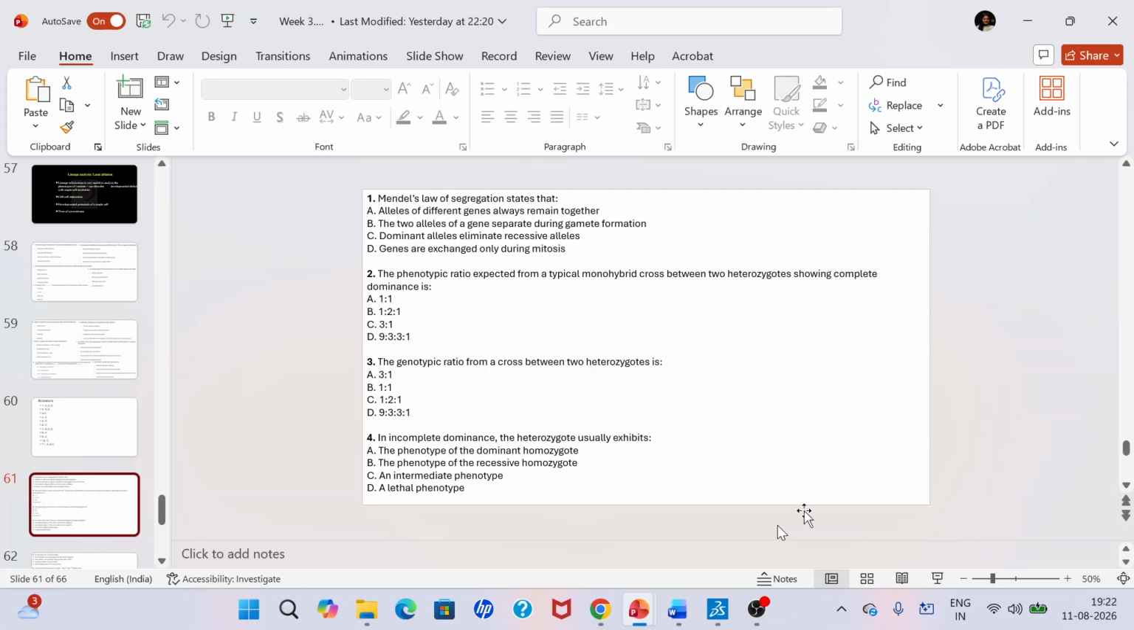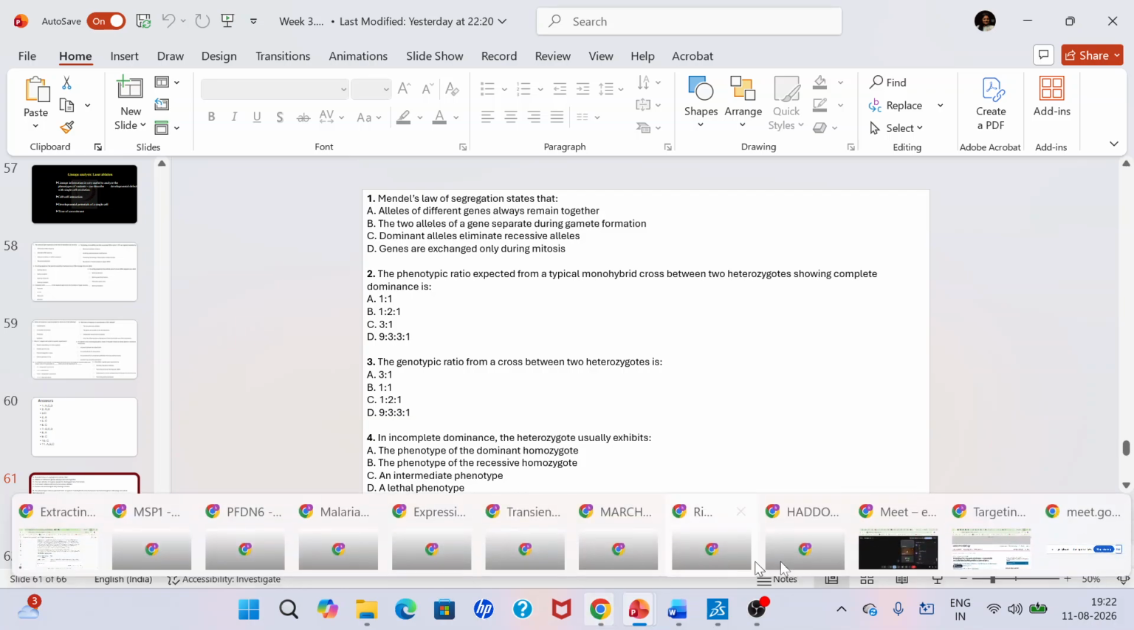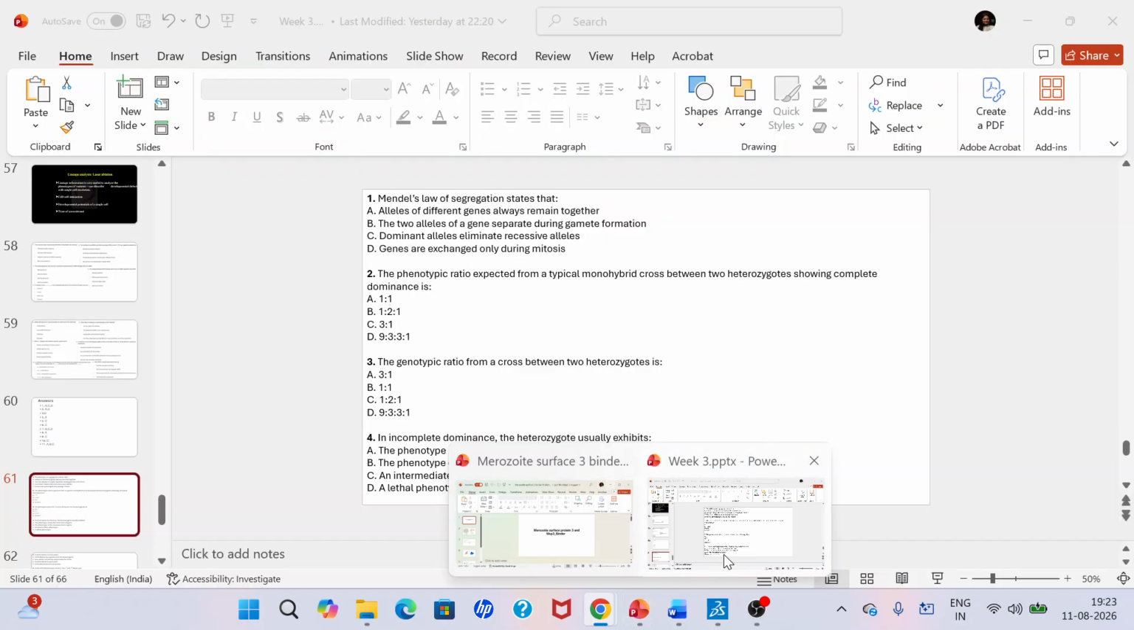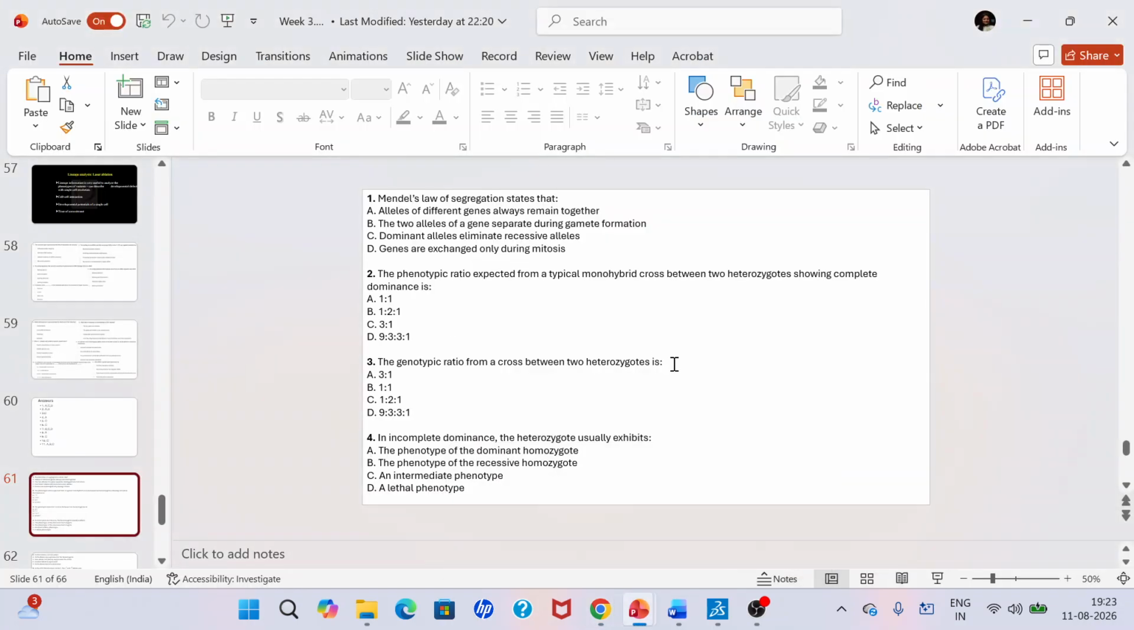Now the answer. Yes, now the answer is 1 is to 2 is to 1. Okay, so now the answer is correct. Next question. In incomplete dominance, the heterozygote usually exhibits.